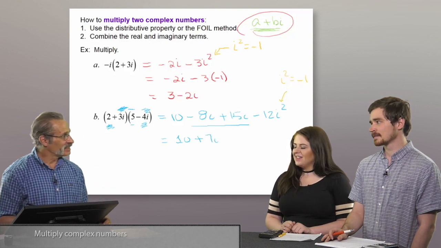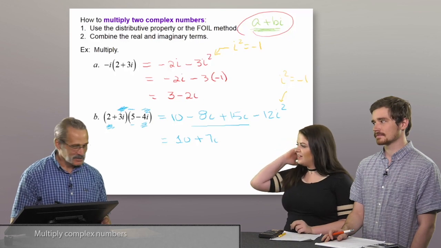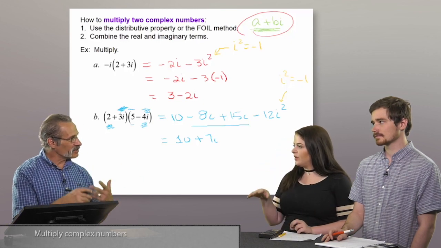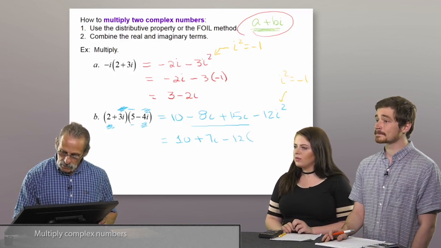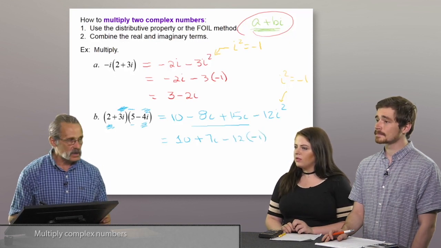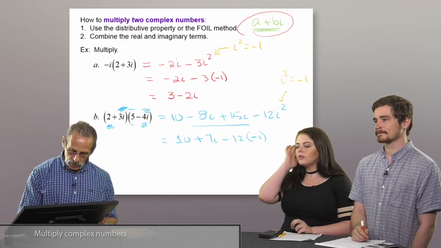Why is it not a c? Because it's imaginary. It's an imaginary number, and i stands for imaginary, and it represents the square root of negative 1. Beautiful. And then I have negative 12 times I squared, but you already told me I squared was what? Negative 1.